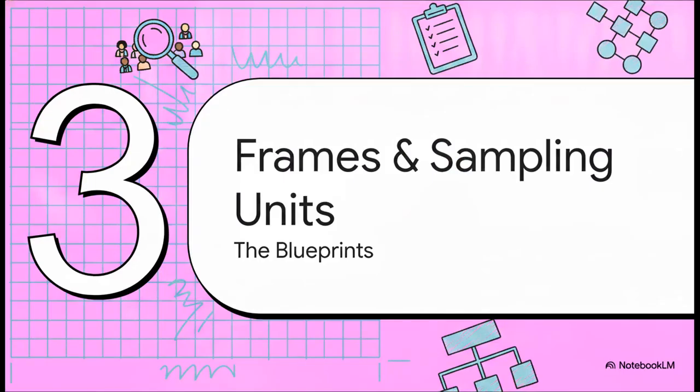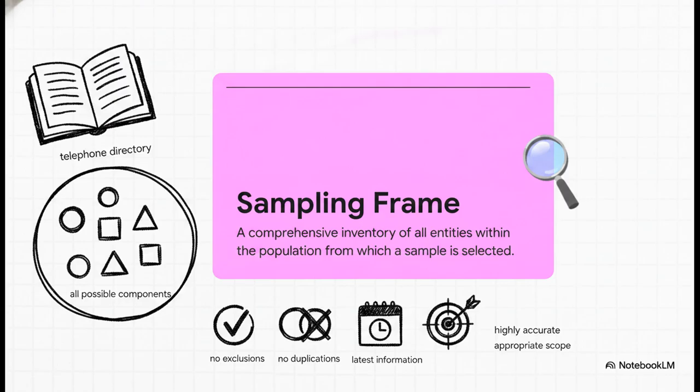Section 3. Frames and sampling units. The blueprints. Okay, to actually pull this off in the real world, you can't just walk outside and start randomly pointing at people, right? You need a structured plan. First up, we have the sampling frame. Think of this as your operational master list. It's kind of like an old-school telephone directory if you were doing a citywide survey. It is the exhaustive compilation encompassing all possible components within your population.